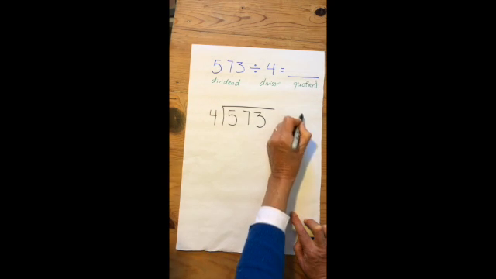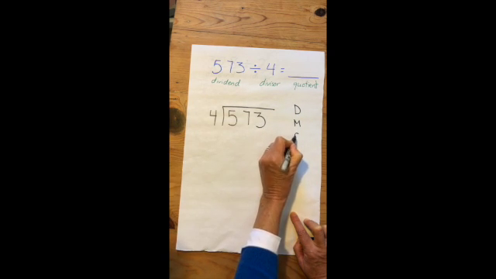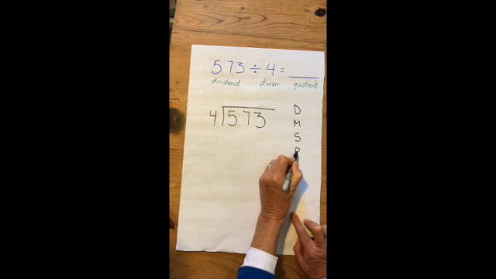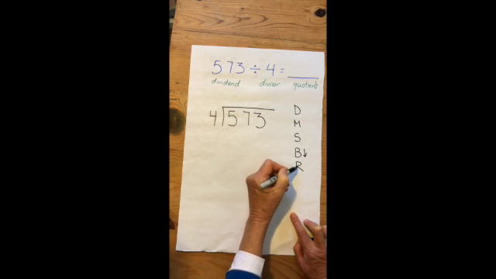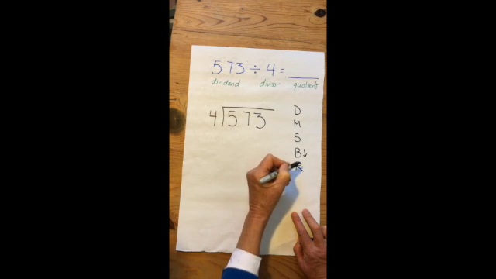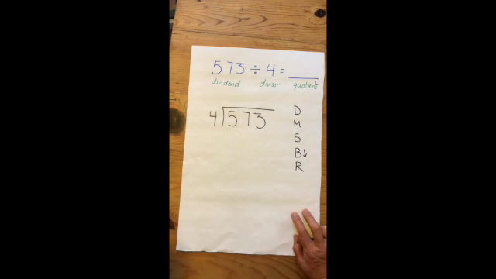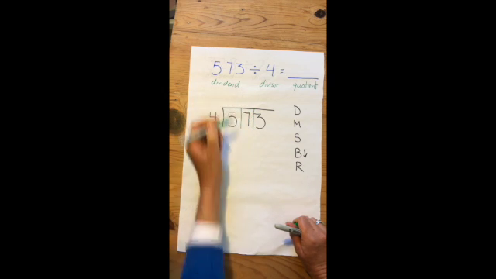Now you want to write your mnemonic: divide, multiply, subtract. Now this time it's bring down, and then repeat, or daddy, mother, sister, brother, rover. Which means divide, multiply, subtract, bring down, repeat. What you can do here to keep yourself organized is just make columns if you want.